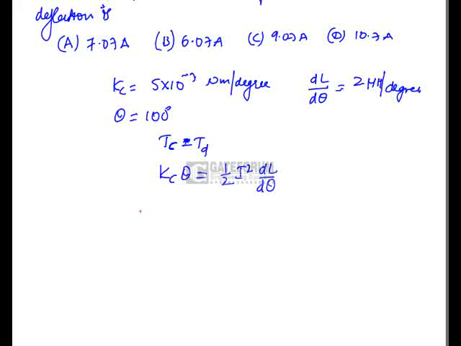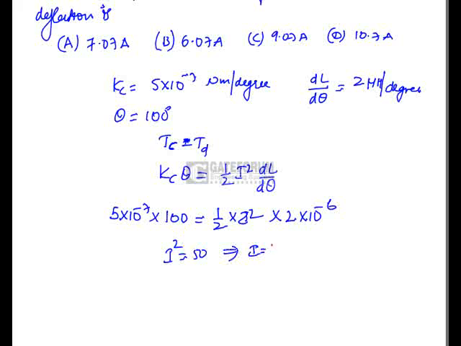Now substitute the values to find the current corresponding to maximum deflection. Kc is 5 into 10 power minus 7. Theta is given as 100, which is equal to 1 by 2 into I square into dL by d theta, which is 2 microhenry per degree, so this is 2 into 10 power minus 6. Now I square is equal to 50. From this we can find I as 7.07 amperes. Option A is the correct answer.